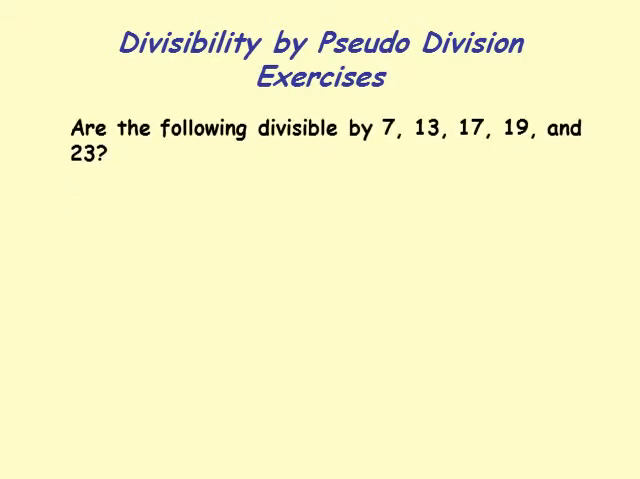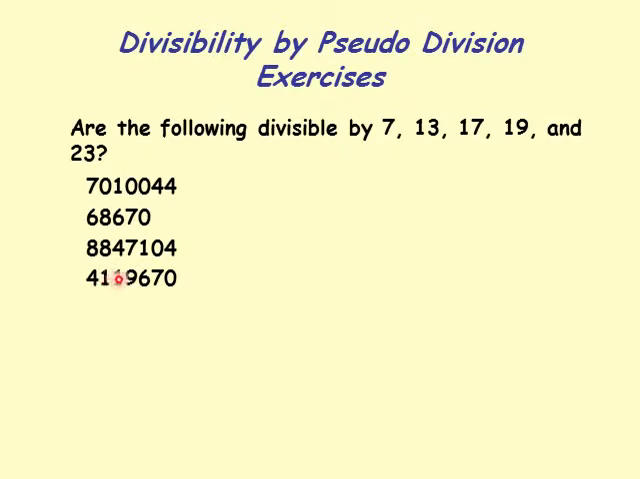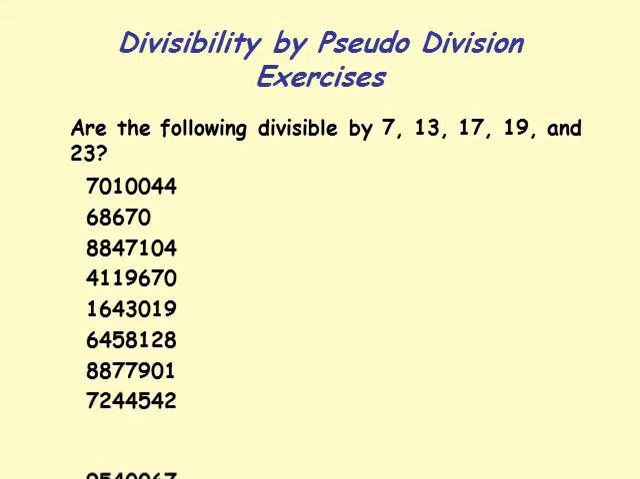Exercise here. Are the following numbers divisible by 7, 13, 17, 19, and 23? Let's continue here. Numbers are 7010044, next. 68670, next. 8847104, next. 4119670, next. 1643019, next. 6458128, and some more.